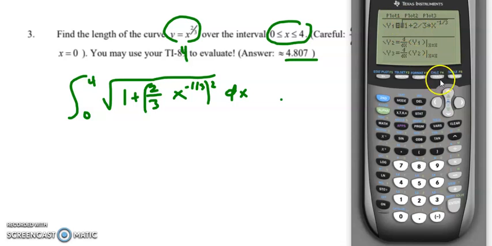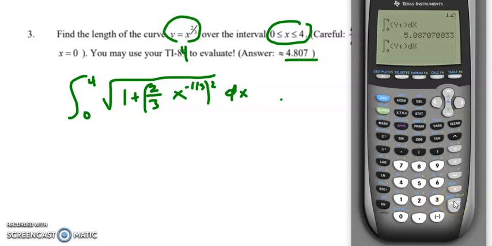I have the square root of 1 plus, and I need to make sure I am squaring the, I need to insert 2 there, so squaring the 2/3 x to the negative 1/3. I'm going to close that with the parentheses and then hit the squared button. So the whole derivative is squared. Then hit enter. And if I go back to my home screen, what I want is the integral of that square root from 0 to 4.